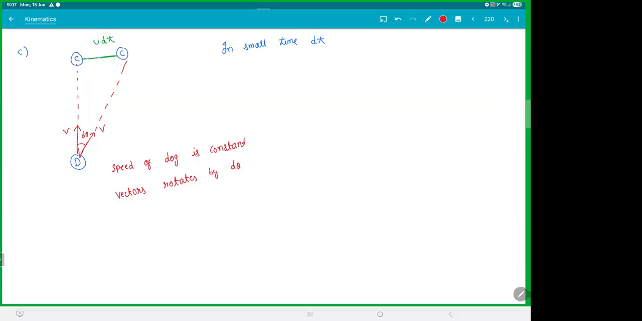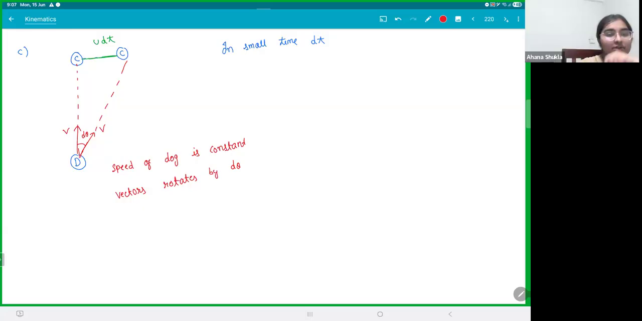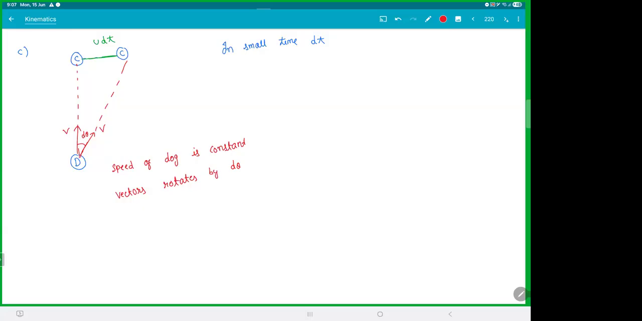Ahana, which part? Which part you didn't understand? There are only two things I said. Cat in time dt, cat will travel u dt. In that small time dt, dog ka head also rotated by d theta. Right? Because if the cat goes a little forward, dog भी उसको दिखेगा ना. So the vector is also rotating. Only at t0 initially, right? Small time, matlab just it started.